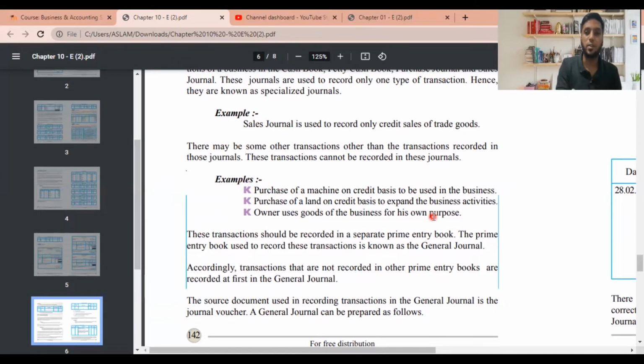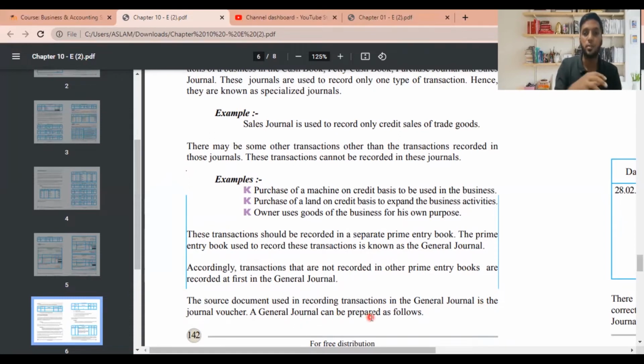I can even give more examples, like depreciation, which you will be learning in grade 11, chapter number 4, under financial statements. So moving on to the topic, this transaction should be recorded in a separate primary book. The primary book used to record this transaction is known as the general journal. Accordingly, transactions that are not recorded in other primary books are recorded at first in the general journal. The source document used in recording a transaction in the general journal is the journal voucher. A general journal can be prepared as follows.